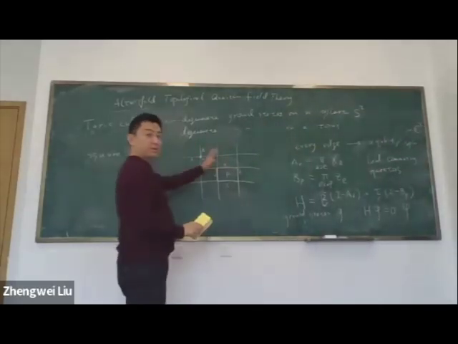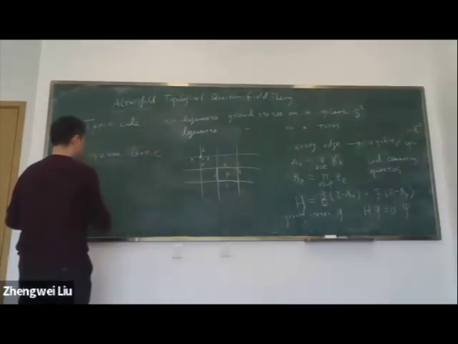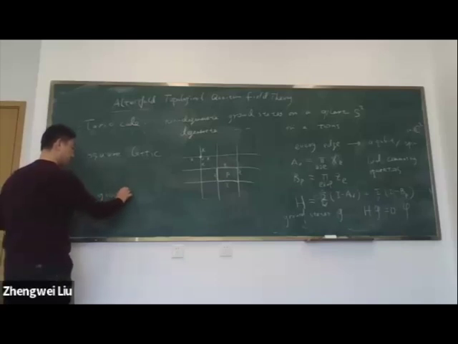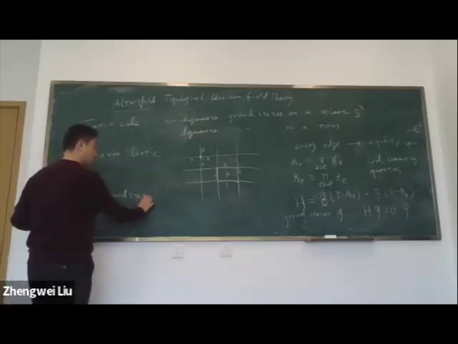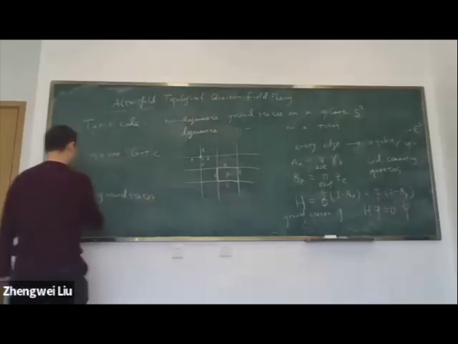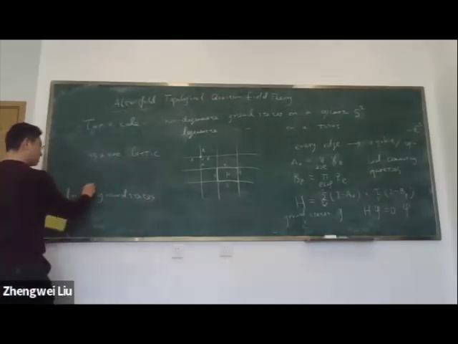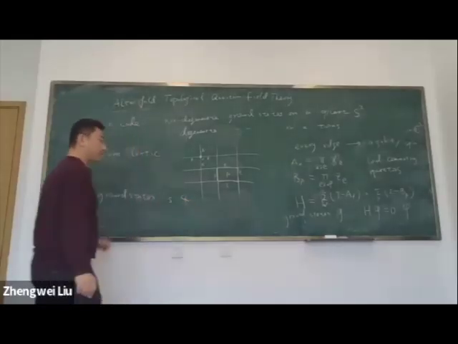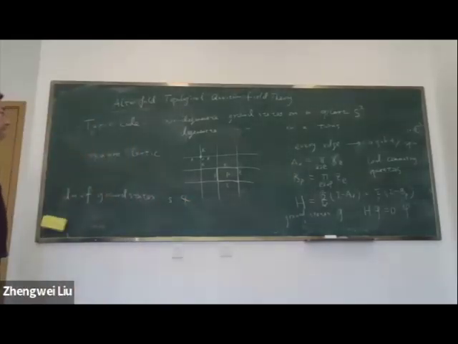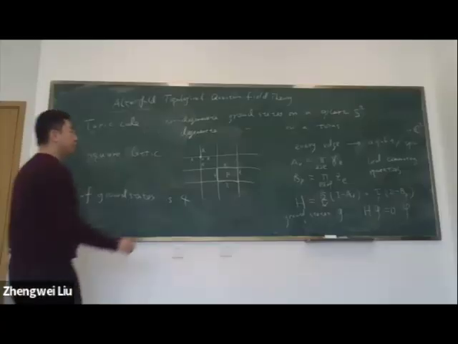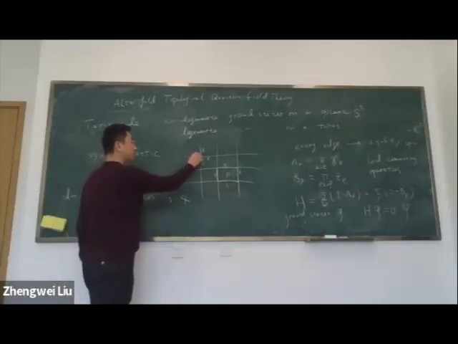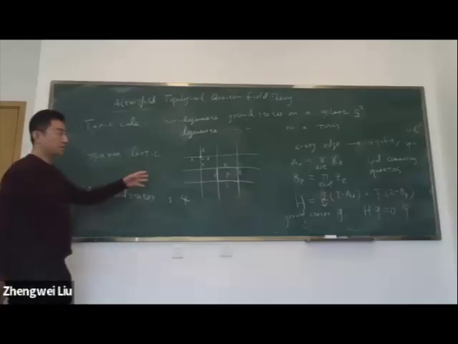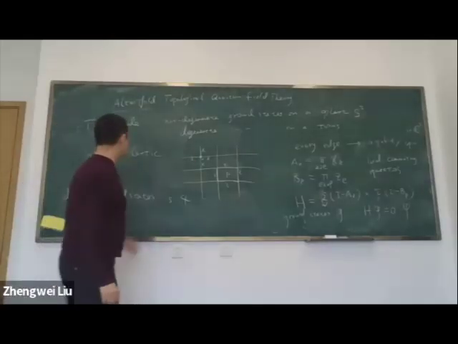If we consider periodic boundary conditions, this is defined on the torus. Then the dimension of the ground state space will be 4. That's an important feature of this lattice model. But here it is a square lattice, so we cannot put it directly on a sphere.